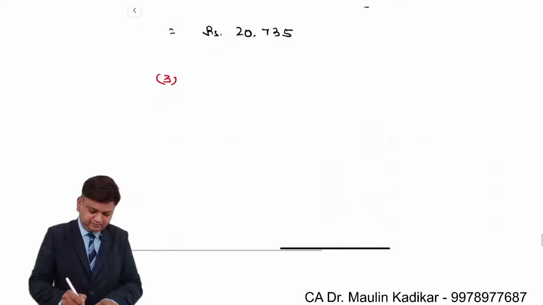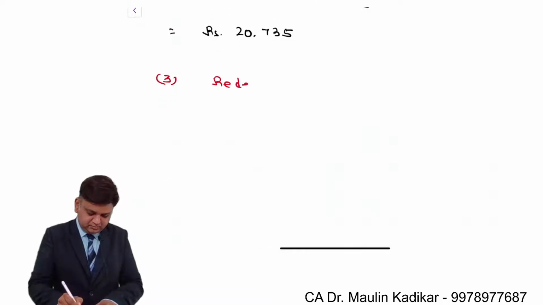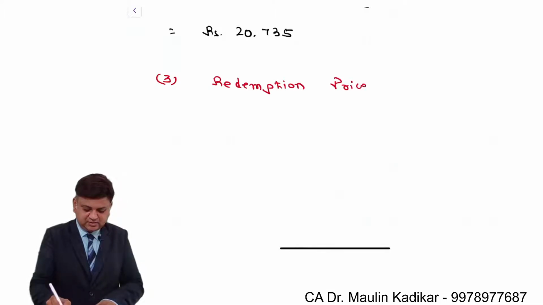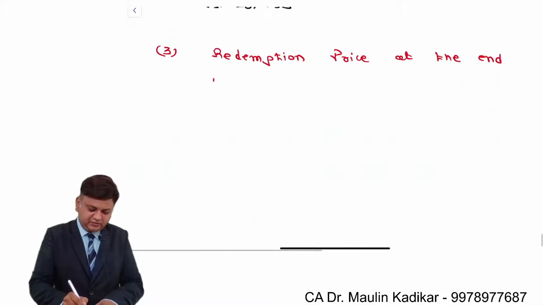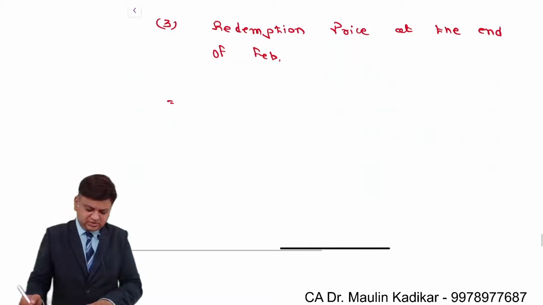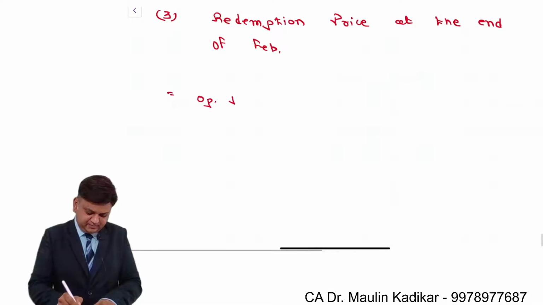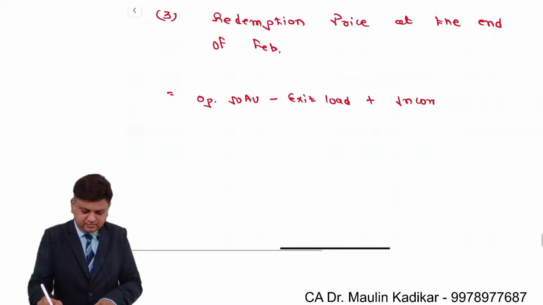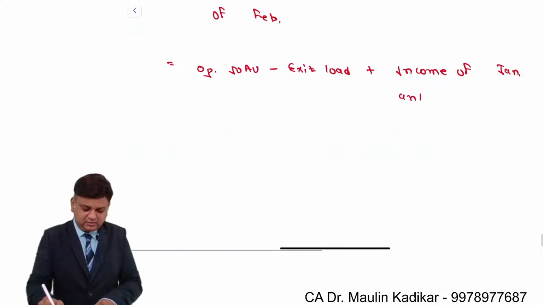Third, redemption price at the end of February. Again, it is very simple, friends. That is consisting of the three components. It is opening NAV minus exit load plus income of January and February.